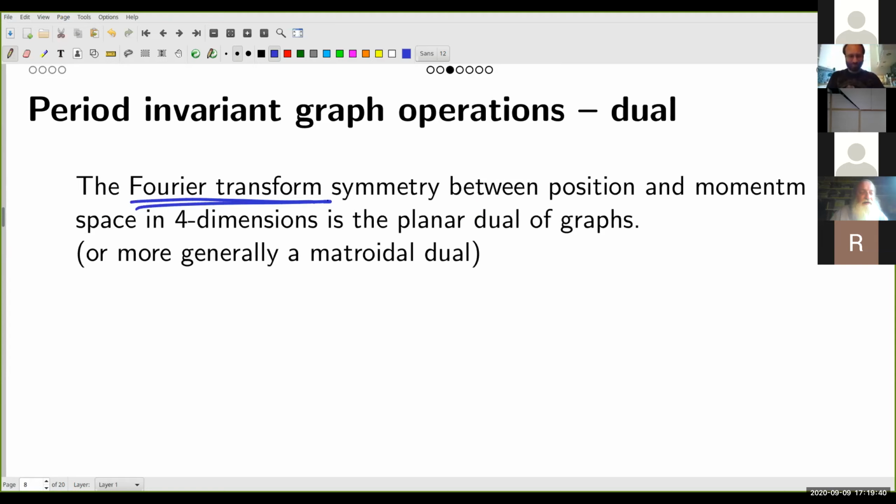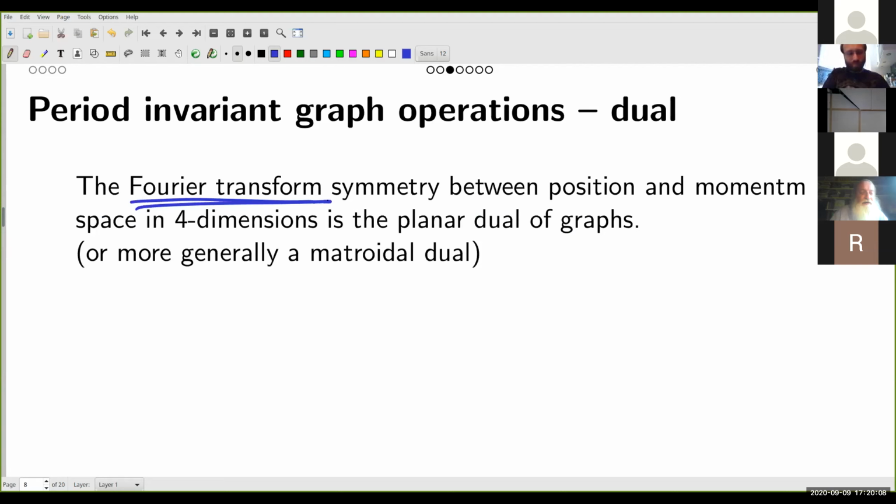And what you're going to do, you're going to go between position and momentum space, because that's what Fourier transforms do. But of course, in 4 dimensions, it's kind of nice because you can just reinterpret your position space as the momentum space of another graph, or vice versa. And then what is that on graphs? That's the planar dual of graphs. Because what have you done? You've taken what used to be cycles in the graph, i.e. loops in the sense of quantum field theory. And those are now turning into cuts, right?